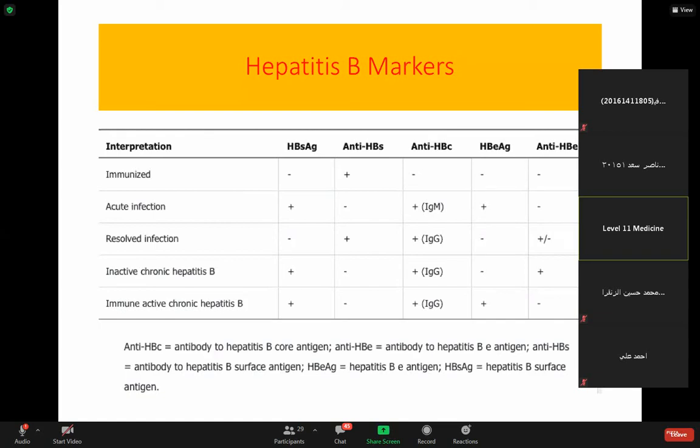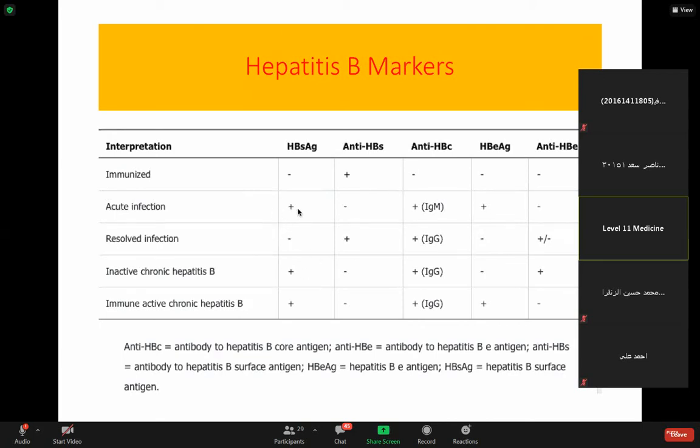Compare this to someone who has had the infection. So they get the infection and they get cured from the infection. They're still going to have the surface antibody being positive, because now they are immunized after a natural infection, but also they're going to have antibodies against the core. So this is actually a core difference between the immunization, history of vaccination, and resolved infection. Okay? How about acute infection?